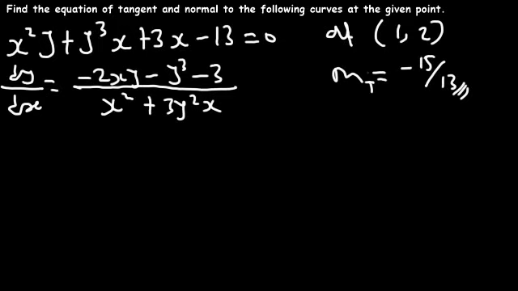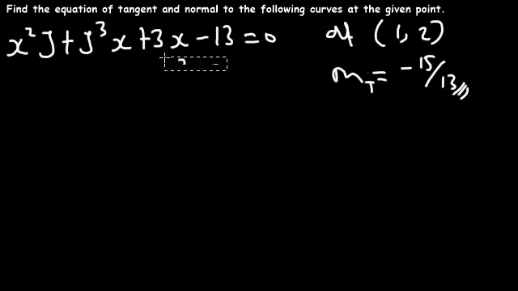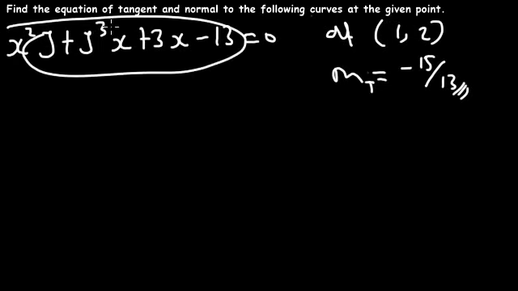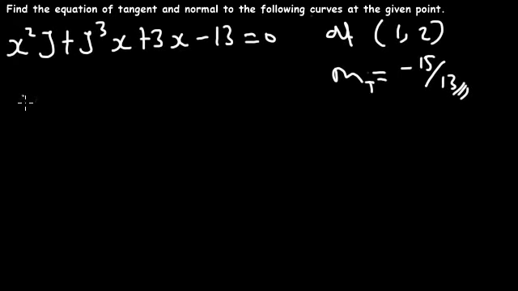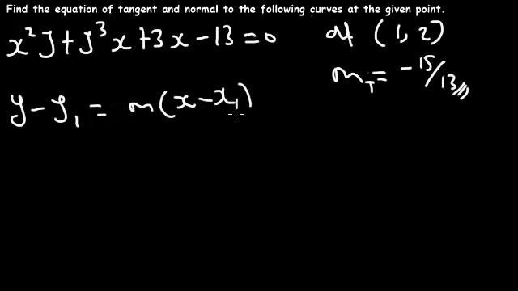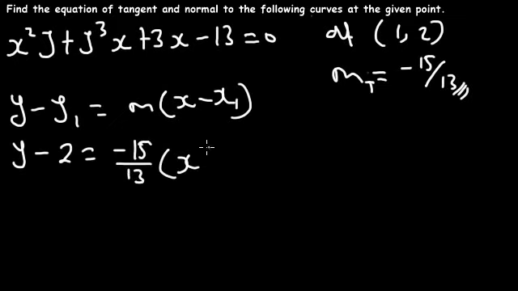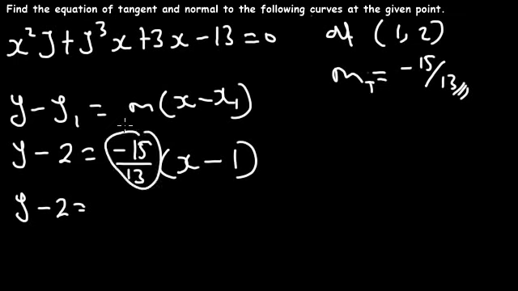Now at this point, it's easy for us to determine the equation of the tangent line to this curve at (1, 2). Since y is already given, we don't really need to do any substitution just for y. Okay. So now let's determine the equation. So y minus y1 equals m multiplied by x minus x1. So y1 is simply 2, so y minus 2 equals m, which is negative 15 over 13, then x is the variable minus x1, which is simply 1.